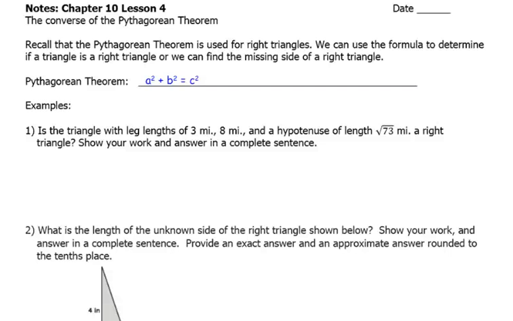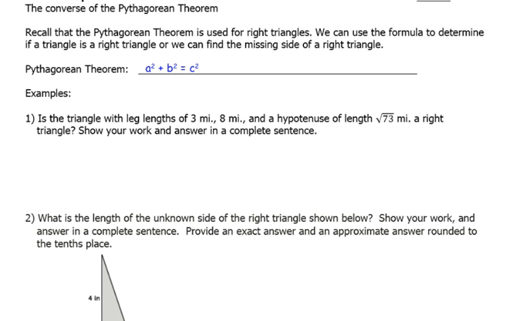Chapter 10, Lesson 4 talks about the Pythagorean theorem, which we already talked about before we used our calculator to round to a certain place value. If you recall, the Pythagorean theorem states that a squared plus b squared equals c squared, which means the two legs of a right triangle squared, the sum of those two is equal to the hypotenuse squared.